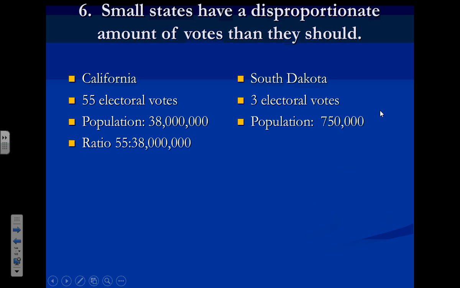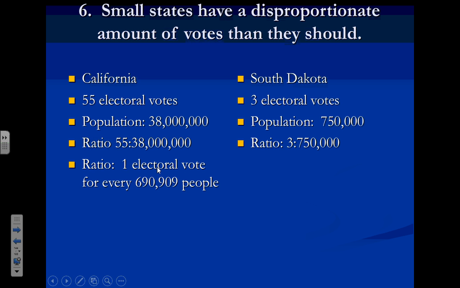750,000. Now, that's a ratio of 55 electoral votes for 38 million people, or 3 to 750,000. But really, we need to make it 1 to 1 so we can compare apples to apples. So essentially, the ratio is California's citizens get 1 electoral vote for every 690,000 people. In South Dakota, we get 1 electoral vote for every 250,000 people, meaning that each of us really are more powerful than an individual in California.